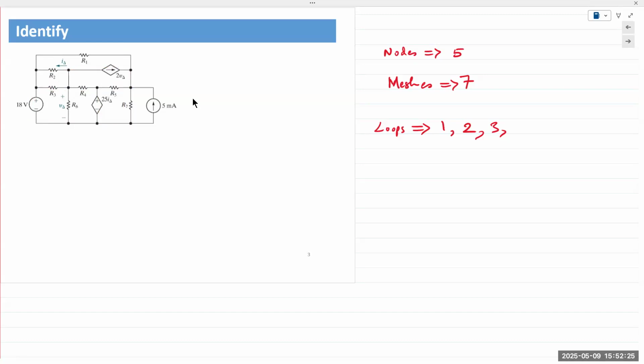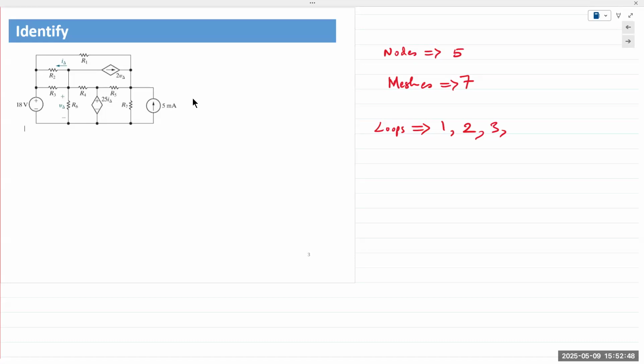A loop is any closed pathway you can take. And the beauty of the law of conservation of energy is that KVL applies to each and every loop. Doesn't matter what values the voltages are, what values of the dependent sources, anything in there. The law of conservation of energy still applies. And so KVL applies to every single loop.